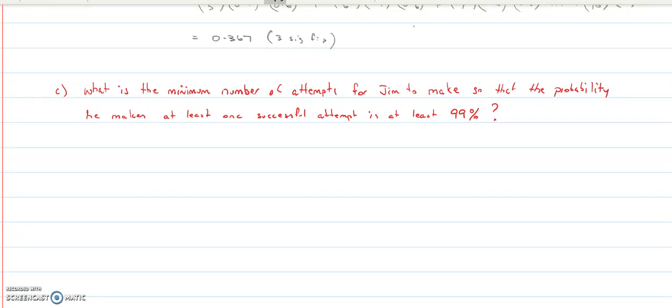What is the minimum number of attempts for Jim to make so that the probability he makes at least one successful attempt is at least 99%? Wow, that's a big question. All right, let's break this down.